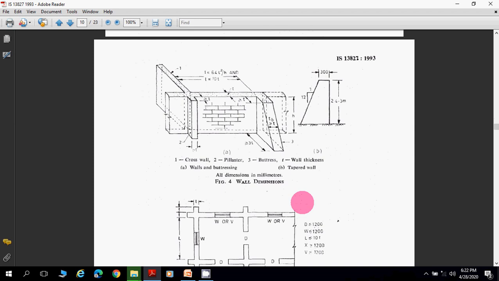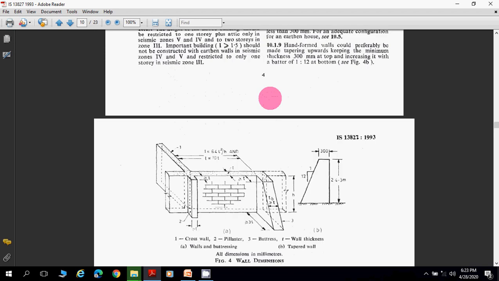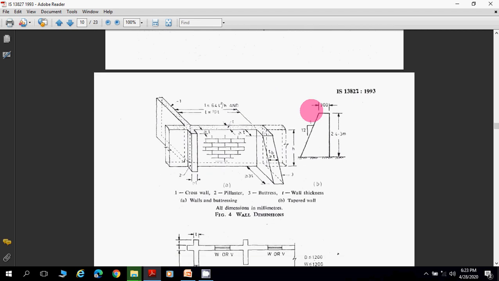So it can be seen in this picture. If these two earthen walls are provided, and one more thing, half formed walls could preferably be made tapering, keeping the minimum thickness 300 mm at the top, and increasing it with a batter of 1:12 at the bottom. So these are the buttresses provided.